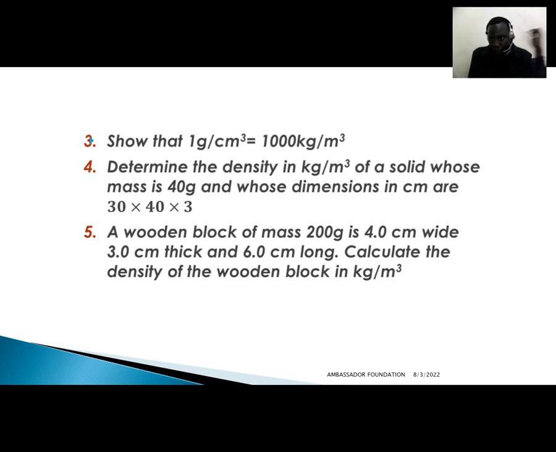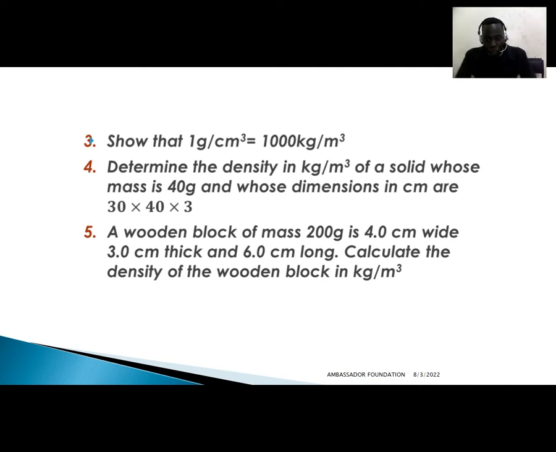Question 5. A wooden block of mass 20 grams is 4 centimeters wide, 3 centimeters thick, and 6 centimeters long. Calculate the density of the wooden block in kilograms per meters cubic. So you see now, in short, we just get it fast.